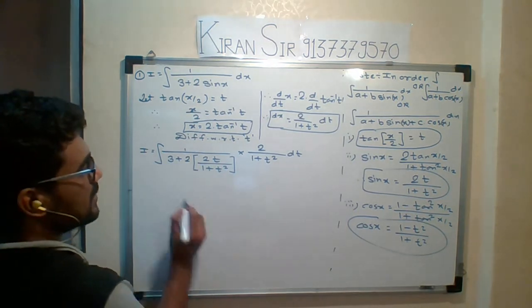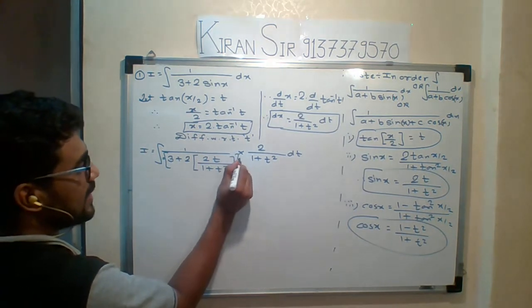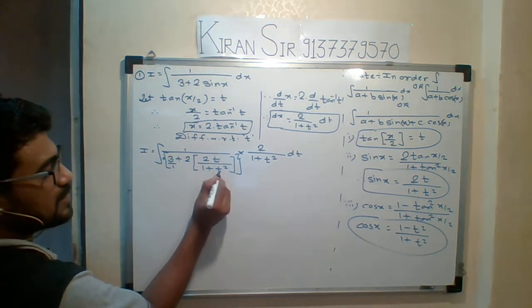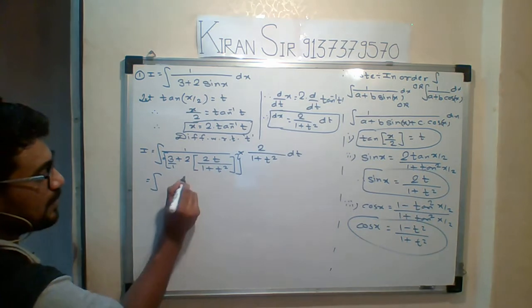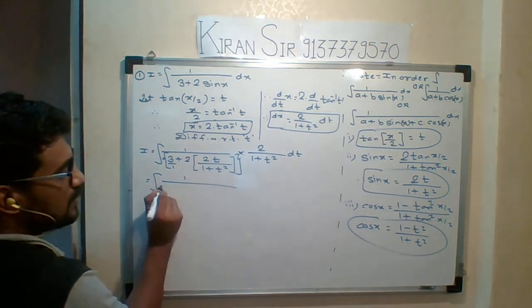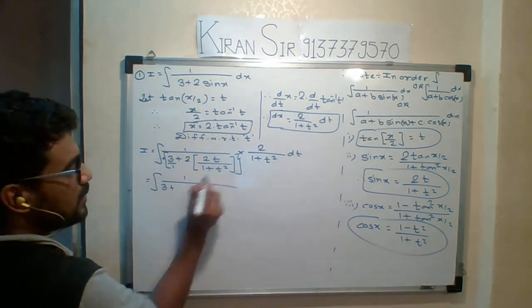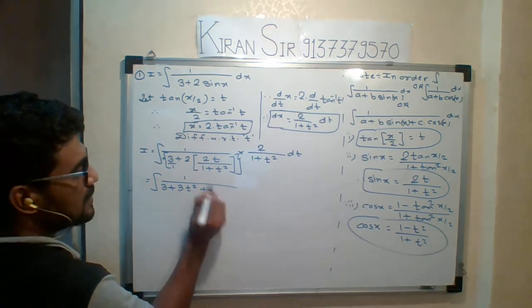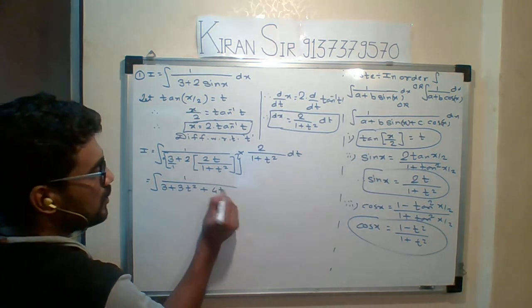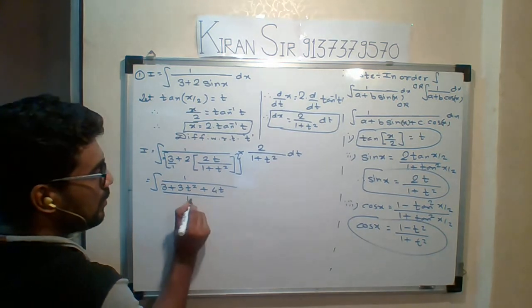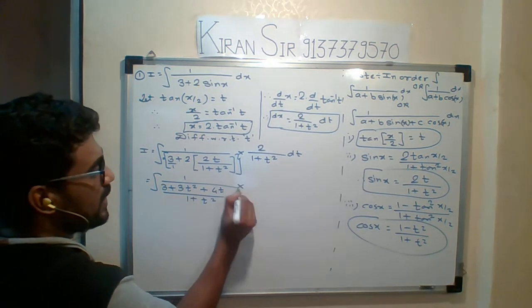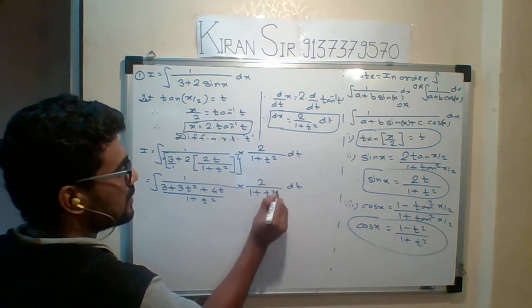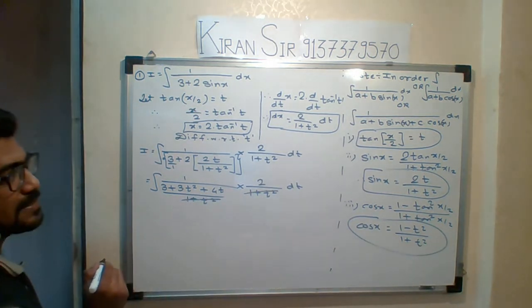What I will do in the next step, students, I am going to take LCM. बरोबर से देखना है step by step. Because the denominator here is 1 plus t square. If I take LCM, what will happen? 3 into 1, 3. 3 into t square, 3t square. बरोबर? Plus 2 2s are 4t. And the whole divided by what? 1 plus t square. बाजू में क्या है? 2 upon 1 plus t square. So 1 plus t square, 1 plus t square get cancelled.